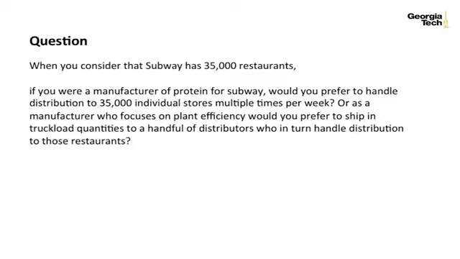And we have a question. When you consider that Subway has 35,000 restaurants, if you were a manufacturer of protein for Subway, would you prefer to handle distribution to 35,000 individual stores multiple times per week? Or as a manufacturer who focuses on plant efficiency, would you prefer to ship in truckload quantities to a handful of distributors who in turn handle distribution to those restaurants?